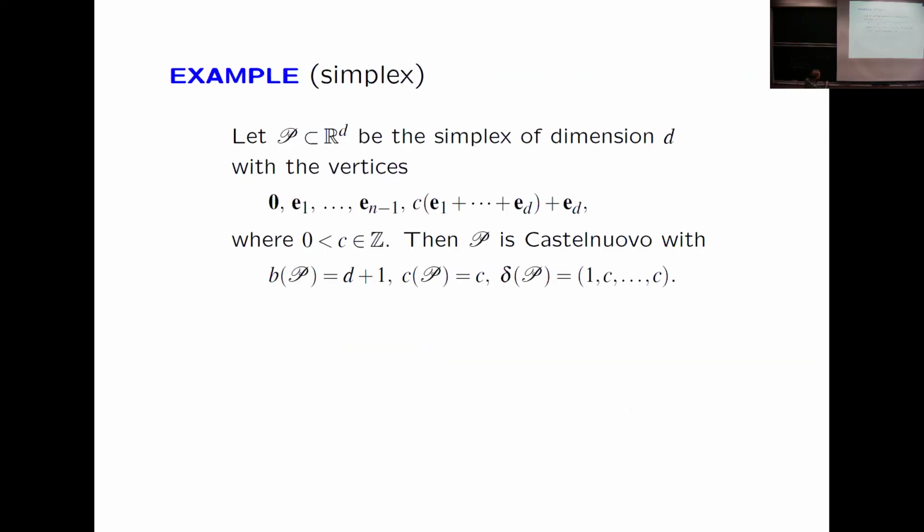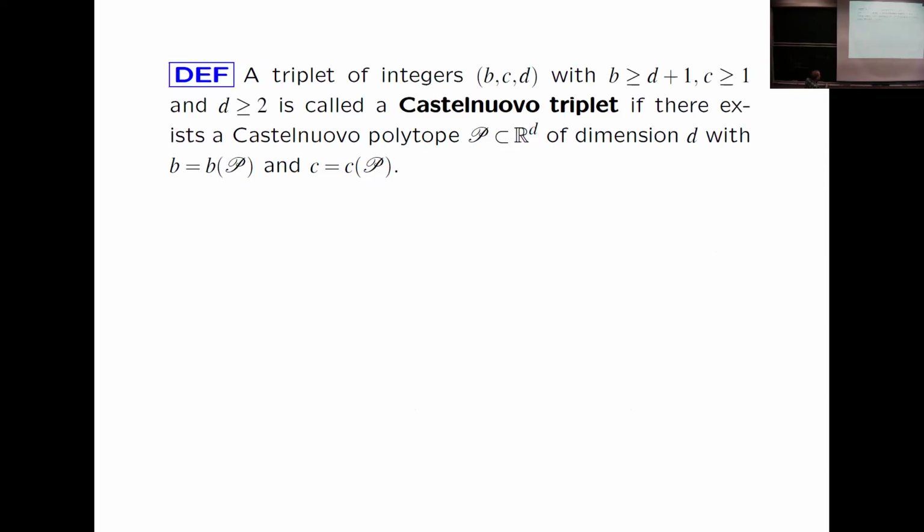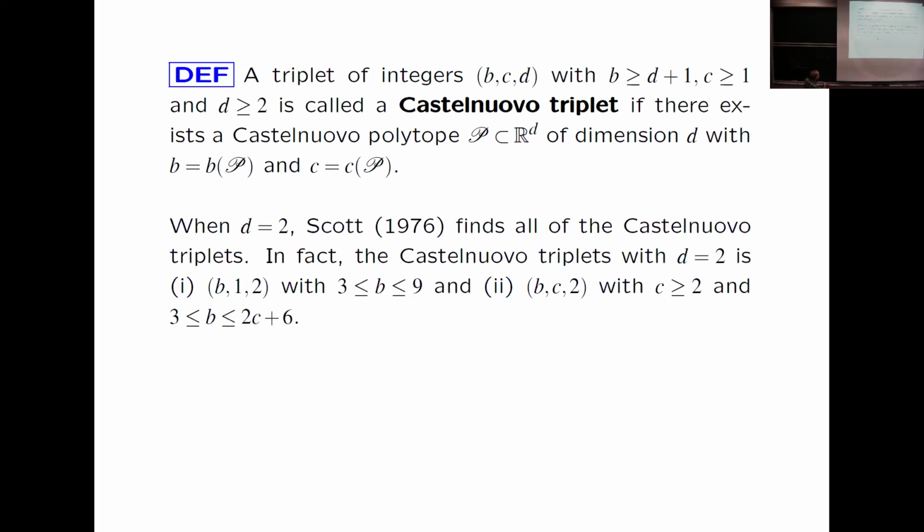We know this boundary is D plus 1. And this boundary is CD plus 2D plus 2. And if you put D equals 3, then exactly this is 2C plus 6.